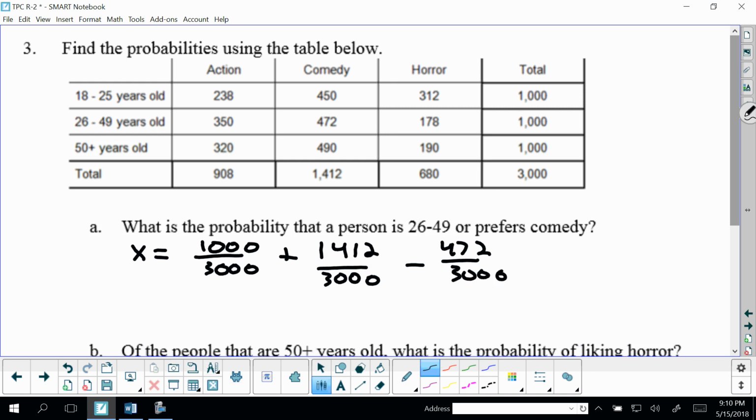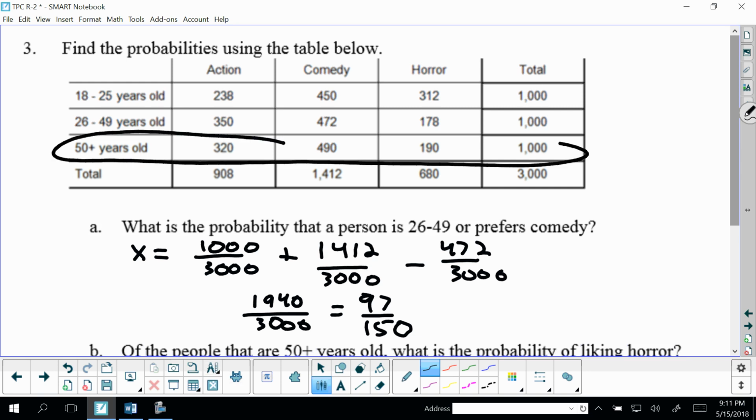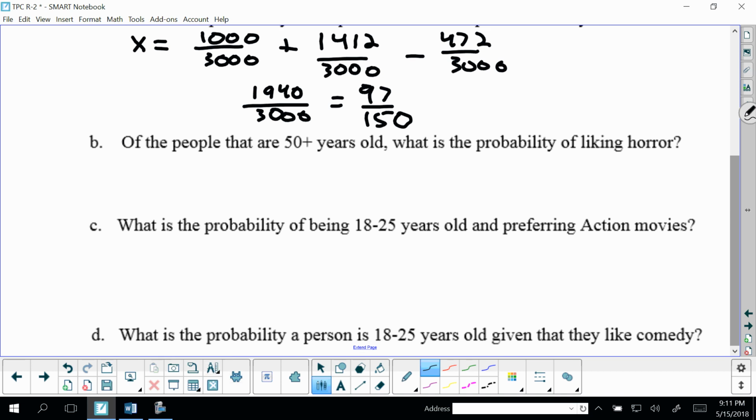When you type that in the calculator, if you had the non-simplified version, that would be 1940 over 3,000. Or if you had the reduced form, that would be 97 over 150. Of the people that are 50 plus years old, so that means you want to only look at the 50 plusers. What is the probability of liking horror? Horror out of our total, so we should have 190 out of 1,000.